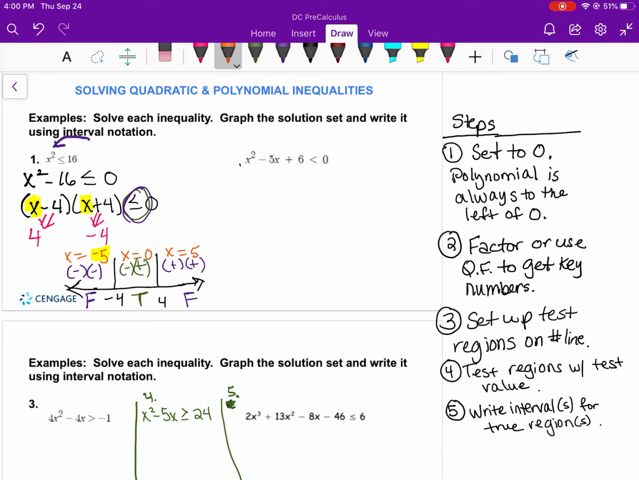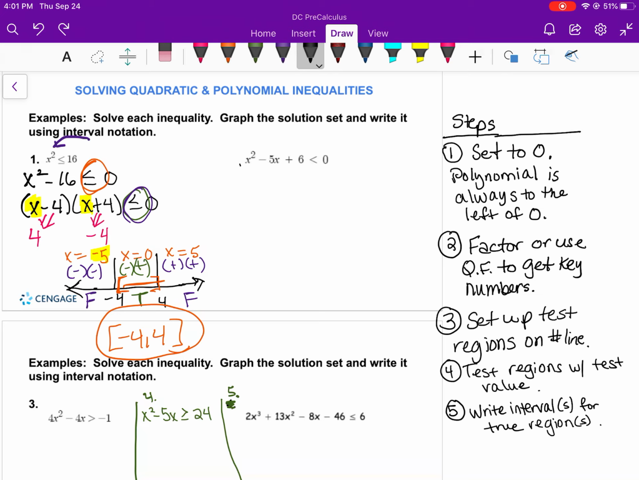So my answer then is where it's true, and because this is equal to, I'm going to have brackets. And so my solution is negative 4 to 4. That means if I choose any number in that region, including the endpoints, and plug it back into the original problem, I'll have a true inequality.